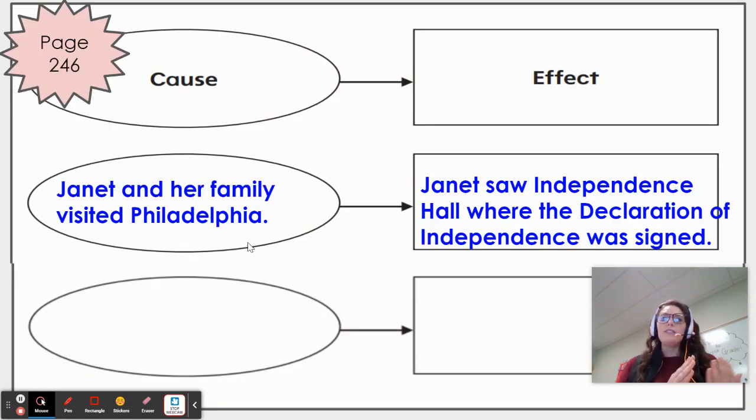So the cause is Janet and her family visited Philadelphia. The effect, what happened because of the cause, was that Janet saw Independence Hall, where the Declaration of Independence was signed. We haven't all seen Independence Hall. She only saw it because her family went to Philadelphia. That was the cause. So take your time, write these sentences, in complete sentences, starting with capital letters and ending with a period. Press pause and then play again when you're ready.